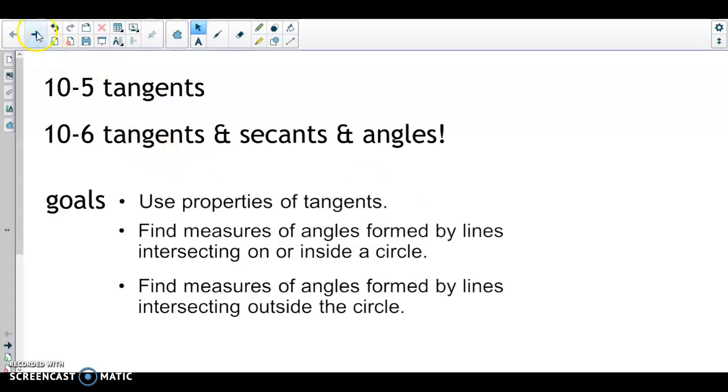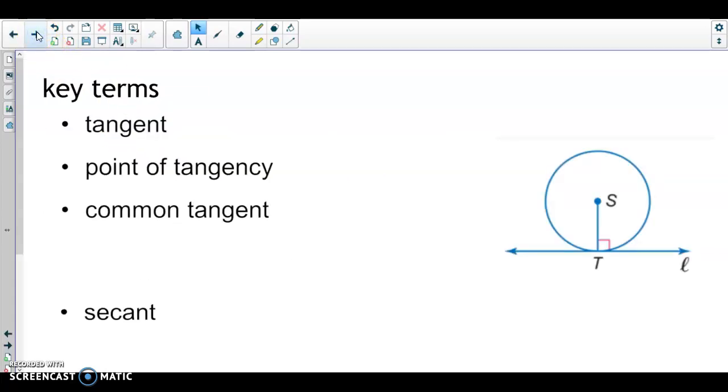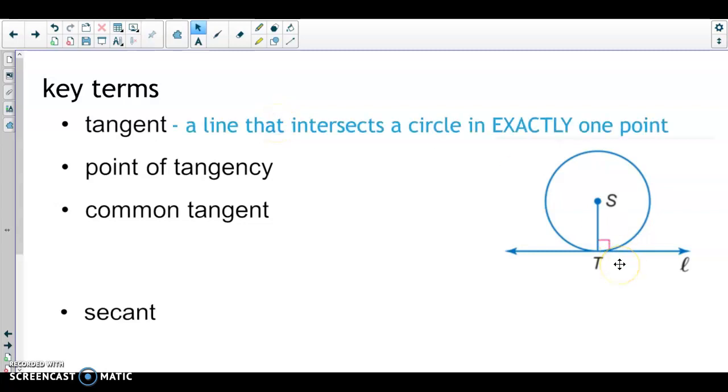So we're going to start off with a little bit of review of some vocabulary that we discussed previously in class. First off, I'd like to review what is a tangent. So if you remember, a tangent is a line that intersects a circle in exactly one point. So line L here is tangent to circle S, and it is tangent at one point, at point T, where they both intersect. Right, so it's a line that intersects a circle in exactly one point.